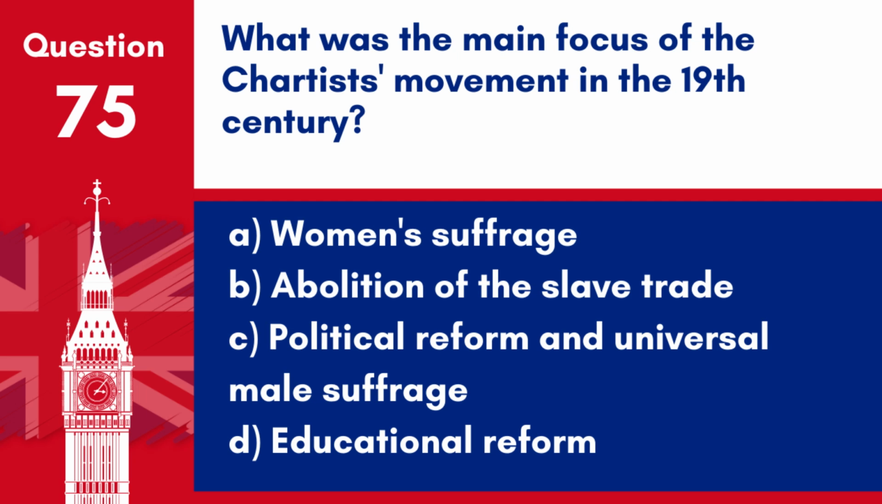Question 75. What was the main focus of the Chartists' movement in the 19th century? A. Women's suffrage. B. Abolition of the slave trade. C. Political reform and universal male suffrage. D. Educational reform. Answer C. Political reform and universal male suffrage. The main focus of the Chartists' movement was political reform and universal male suffrage.